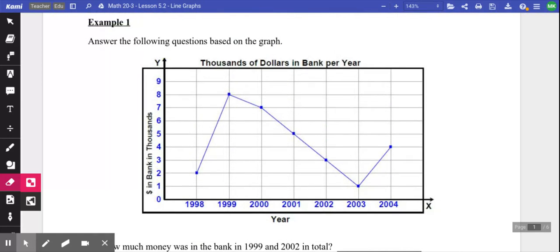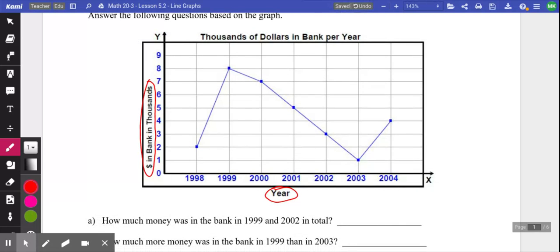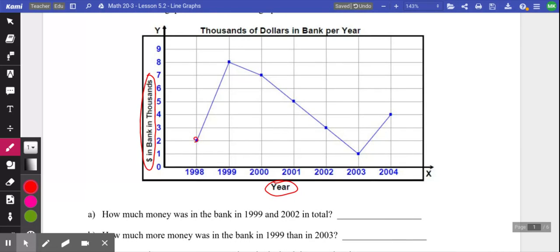So for example, right here, we're looking at money in the bank in thousands of dollars versus the year. So for instance, if you look at 1998 right here, it's at $2,000 because it's in thousands. So that's how you read a line graph. And you can see that it's going up throughout the year, right? It's increasing until eventually it hits this point, which is in 1999.